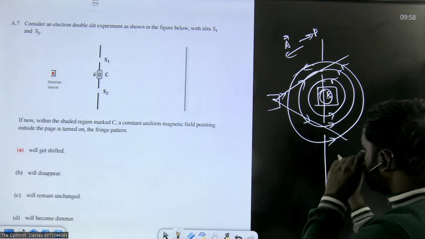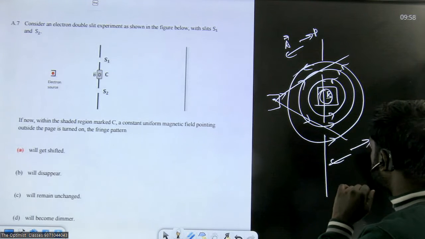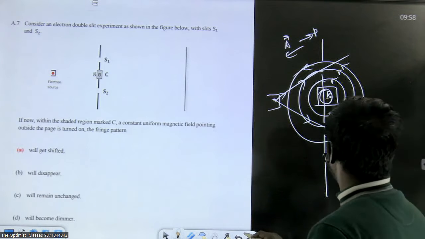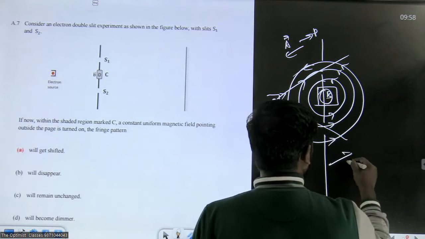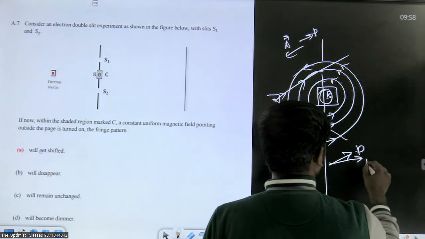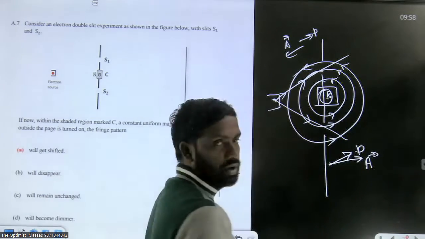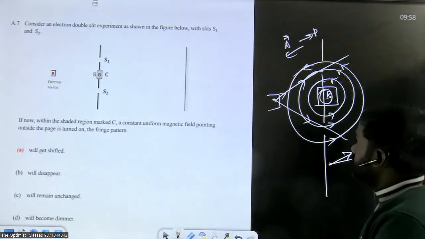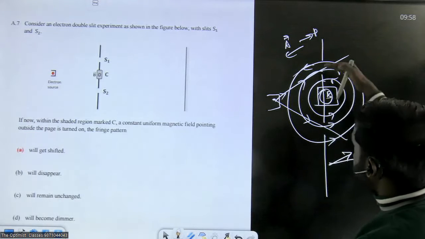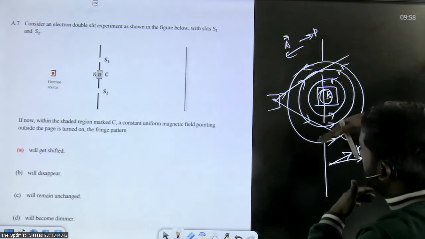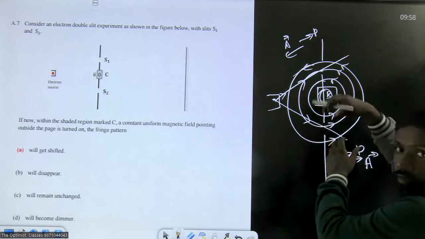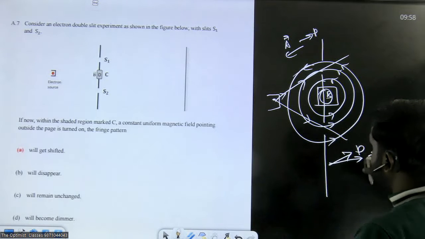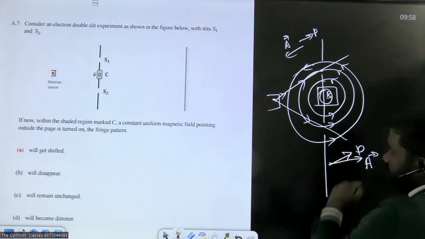Here the vector potential is somewhat like this and momentum is like this. Sorry, it is reversed. Here momentum is like this and the vector potential is also in this direction. So here the angle will be acute, here the angle will be obtuse. The two electrons face a different situation, so because of that there will be a phase difference between the two electron beams. There will be a phase difference between this electron beam and this electron beam.